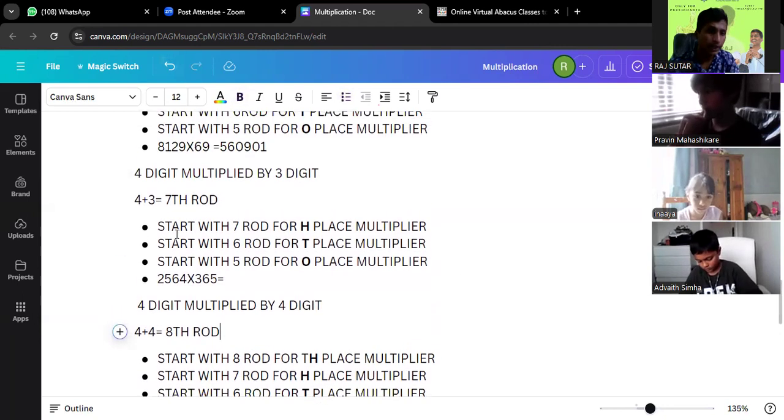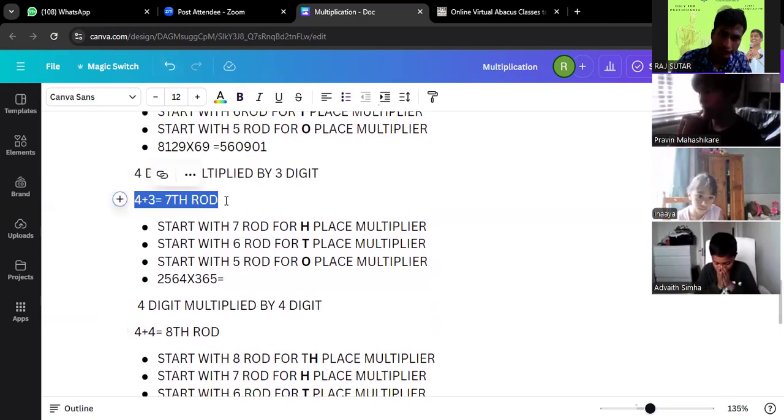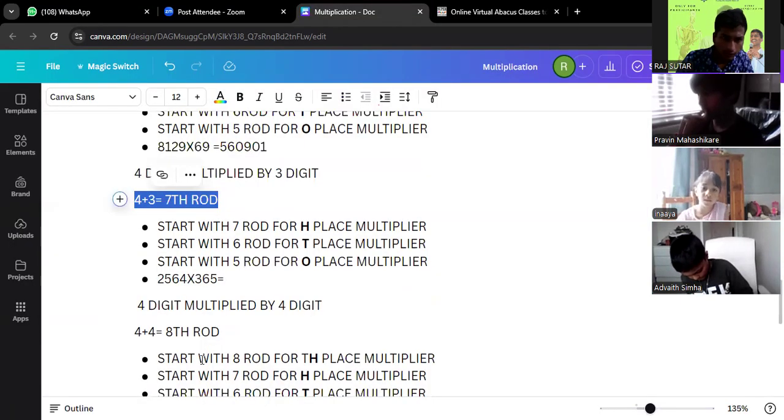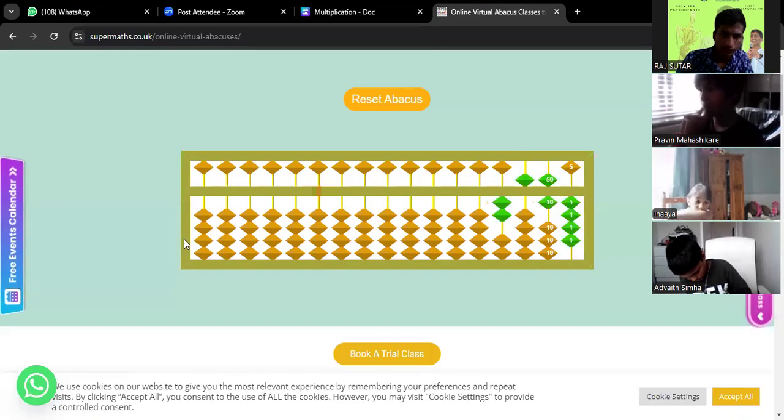Children, now see 4-digit multiplied by 3-digit, which means 7th rod. So let's write the sum: 2, 5, 6, 4. And what is the multiplier? 365. So which rod are we going to start with the answer?